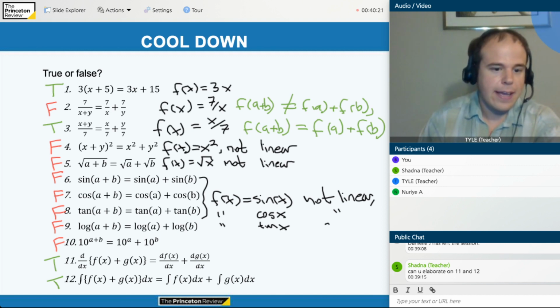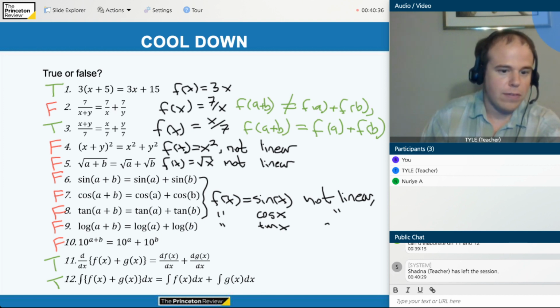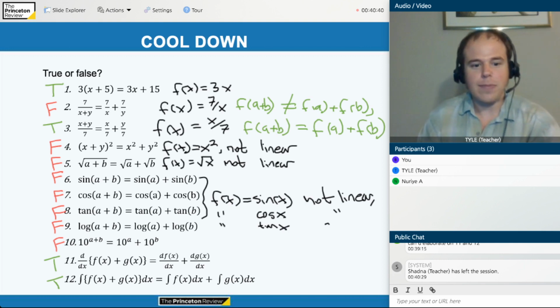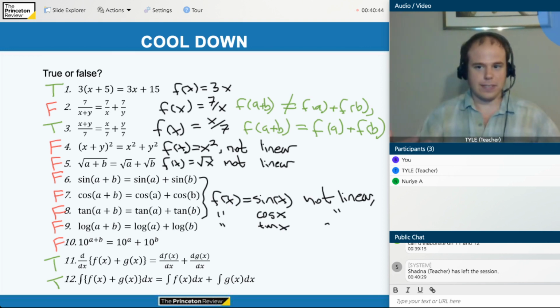What these are saying is if you apply the derivative function to two different functions, say f and g, this is the same as applying the derivative to f and g separately. And then similarly for number 12, if you take the integral of two functions, this is the same as integrating those two functions separately and then adding the results together.